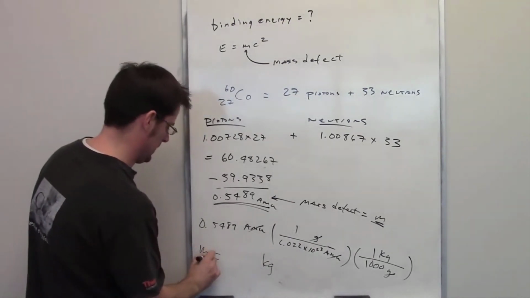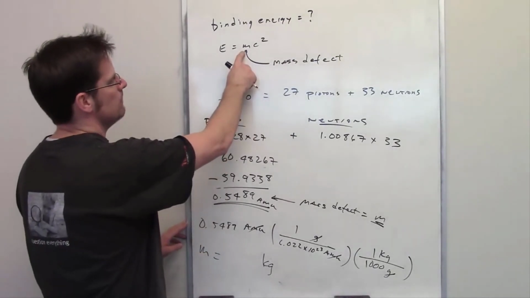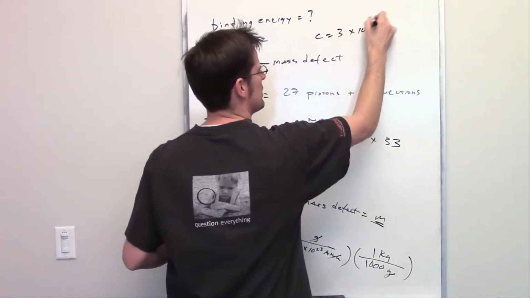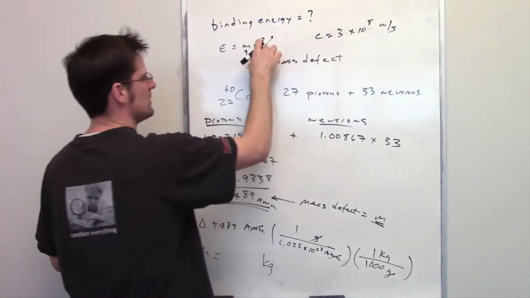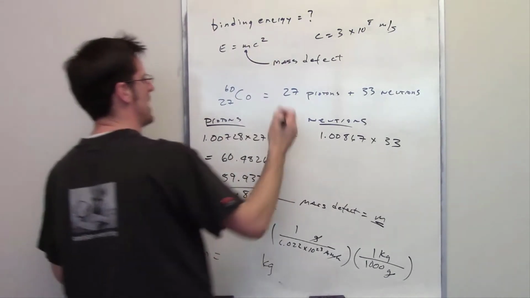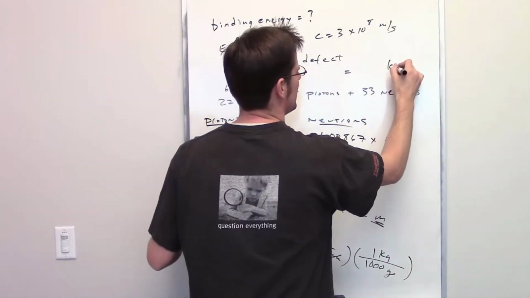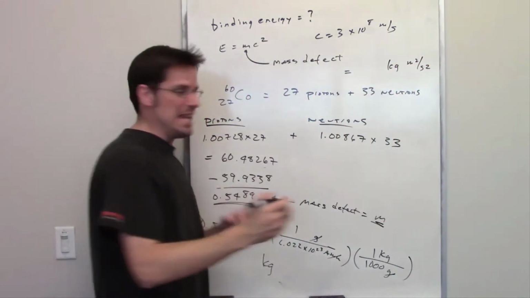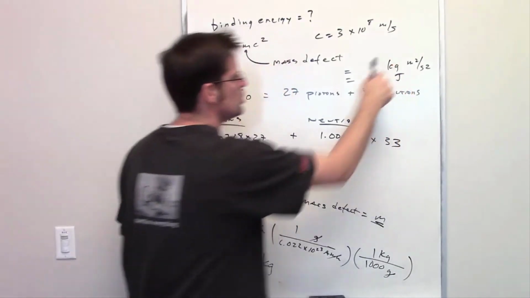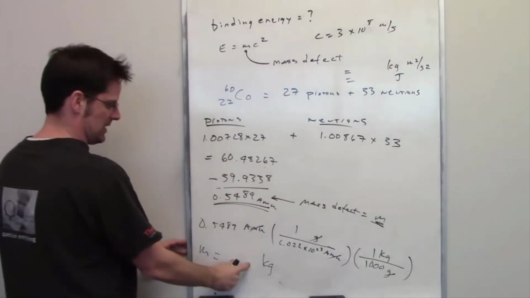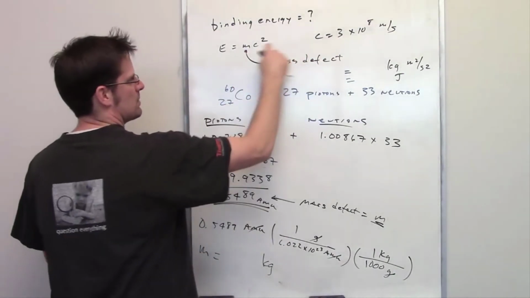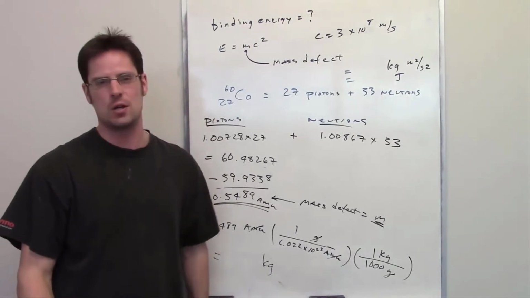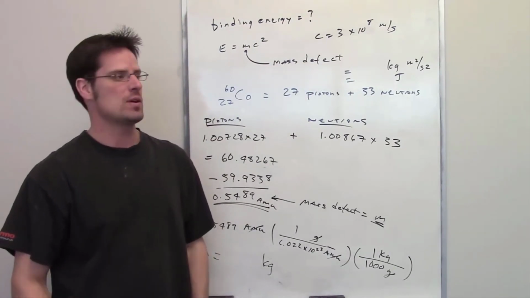So that final answer ends up being a number in kilograms, and that is your m. You throw that m in here, multiply it by c squared, and c, by the way, is the speed of light, which is 3 times 10 to the 8th meters per second. You square that and multiply by your kilograms, and you end up getting a final answer that is in units of kilogram meters squared per second squared. Kilogram meters squared per second squared, just so you know, is the same thing as joules. So this is joules. Whatever answer you end up getting, when you take this number, throw it in there, and take that number, square it, multiply the two together, that should be your final answer. And that is the binding energy for a cobalt-60 nucleus. Just what you always wanted to know, huh?